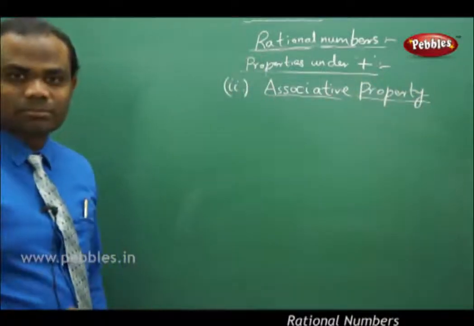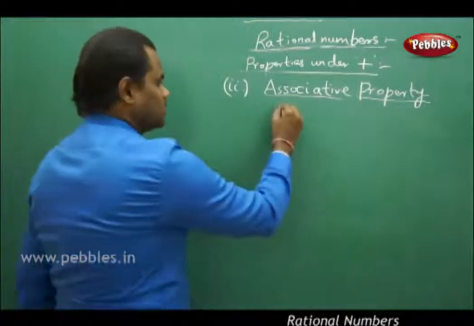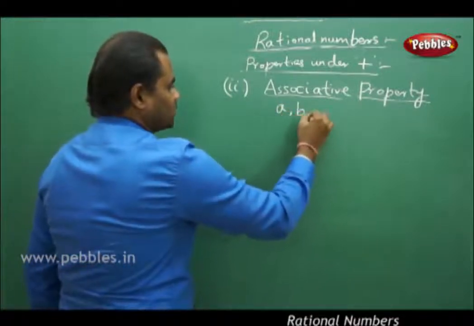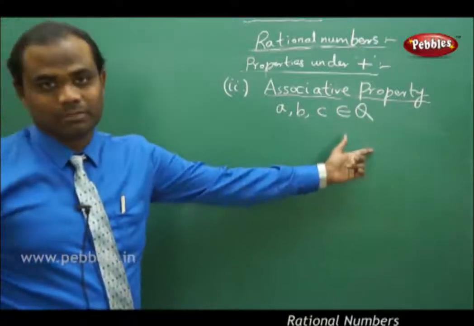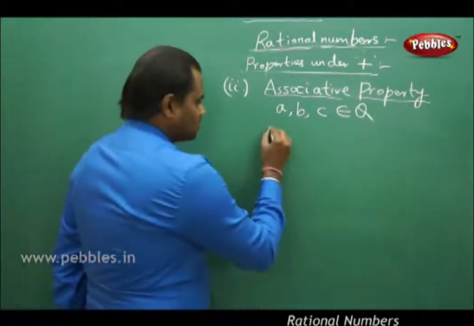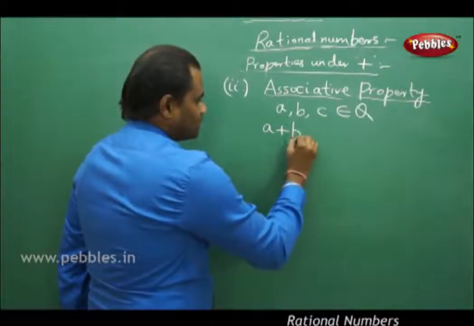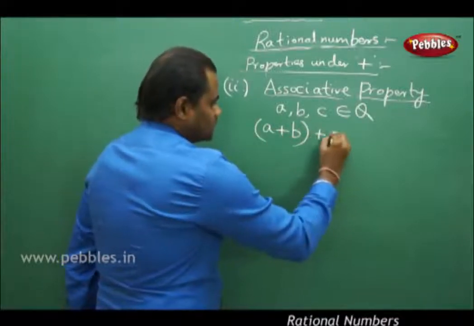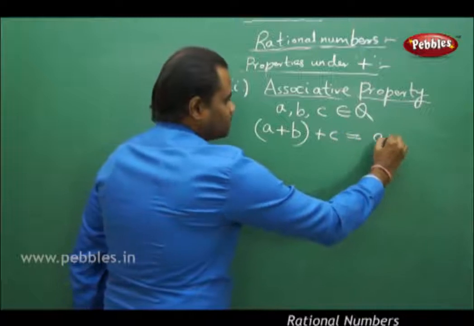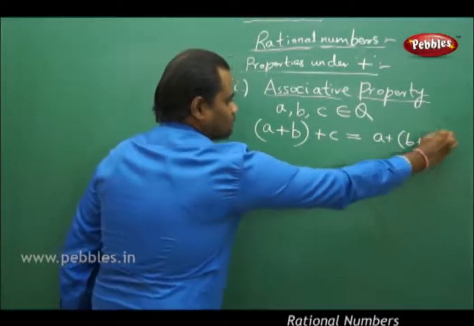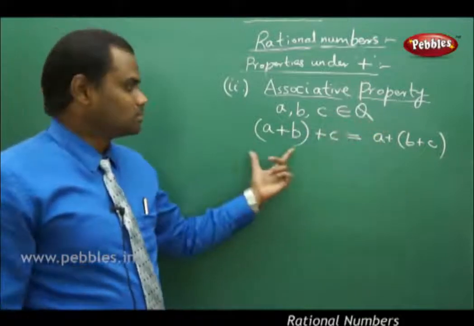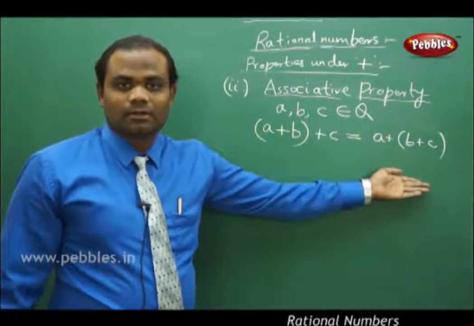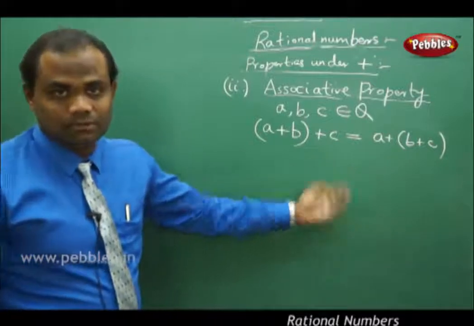So under associative property, we take the same case as closure, but I take three elements belonging to Q. So let A, B, C belong to the rational numbers Q. Then the associative property says that (A + B) + C will always be equal to A + (B + C) if the three numbers belong to Q. So this is one of the properties in addition, which is called associative property.